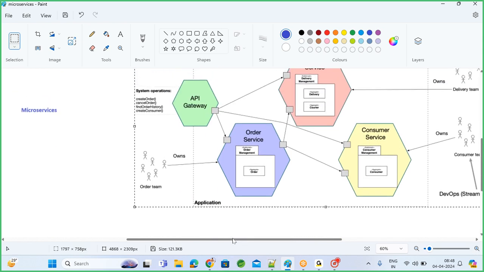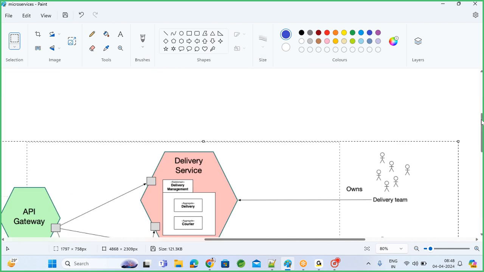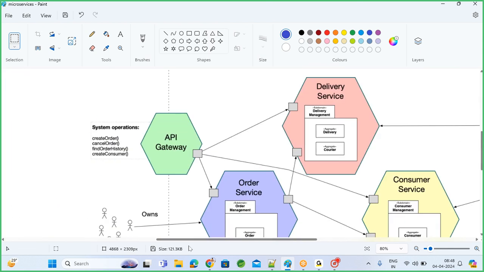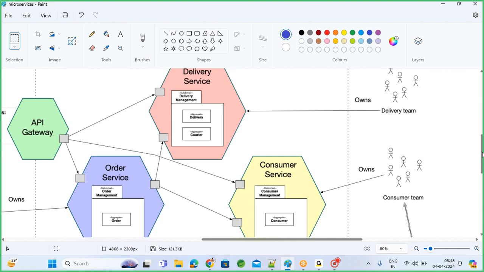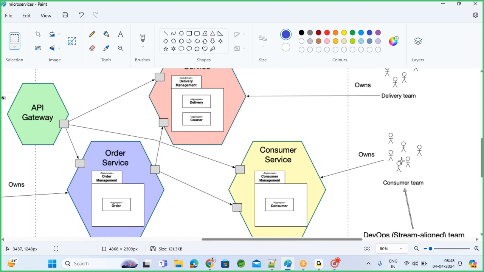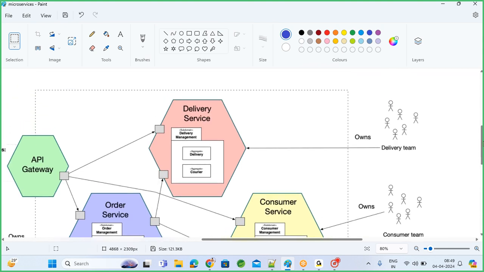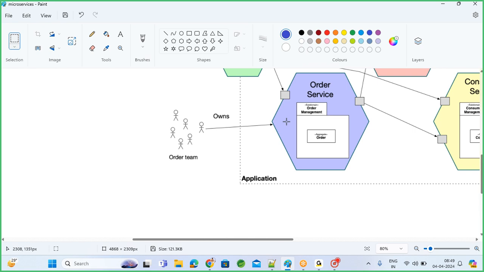In microservices, what is the advantage here? As I said yesterday, there are so many, but let's not go that deep. I have a delivery service with delivery related information, an order service with order related information, and a consumer service with consumer related information. I have multiple development teams. The consumer team works on consumer service implementation, the delivery team works on delivery service, and the order team works in parallel on order service. They take care of their responsibilities. If there are any issues in order service, the order team is specialized in that and will take care of it.